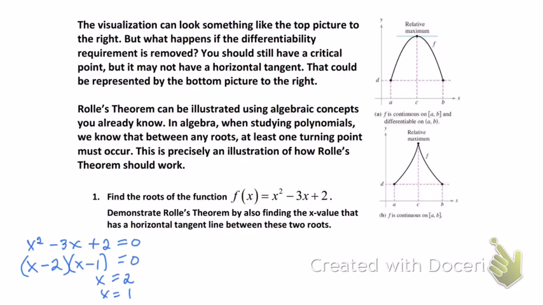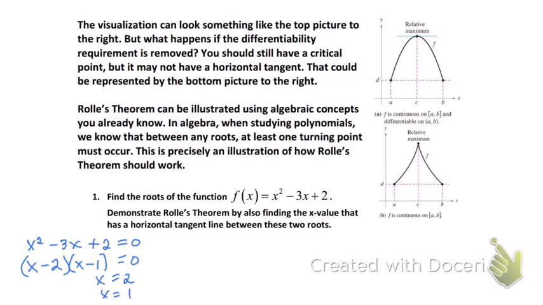Now, what's Rolle's theorem saying? At some point between 1 and 2, it's a straight line. And we can say that because why? 1 and 2 have the same y value, right? Yes. 0. 0.